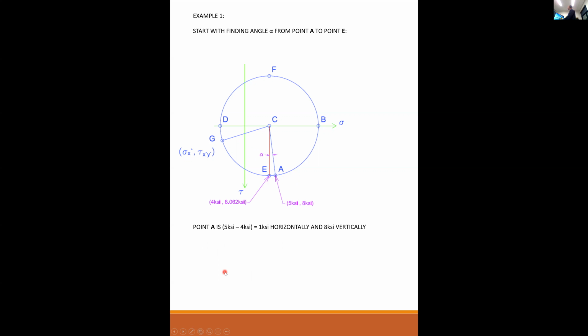So we can say that for point A, the distance horizontally is 5 KSI minus 4 KSI. So this horizontal distance is 1 KSI. And we know that point A is 8 KSI vertically. So the vertical distance is 8 and the horizontal distance is 1. So I can take alpha as an angle is the inverse tangent of 1 over 8, or 7 1/8 degrees.